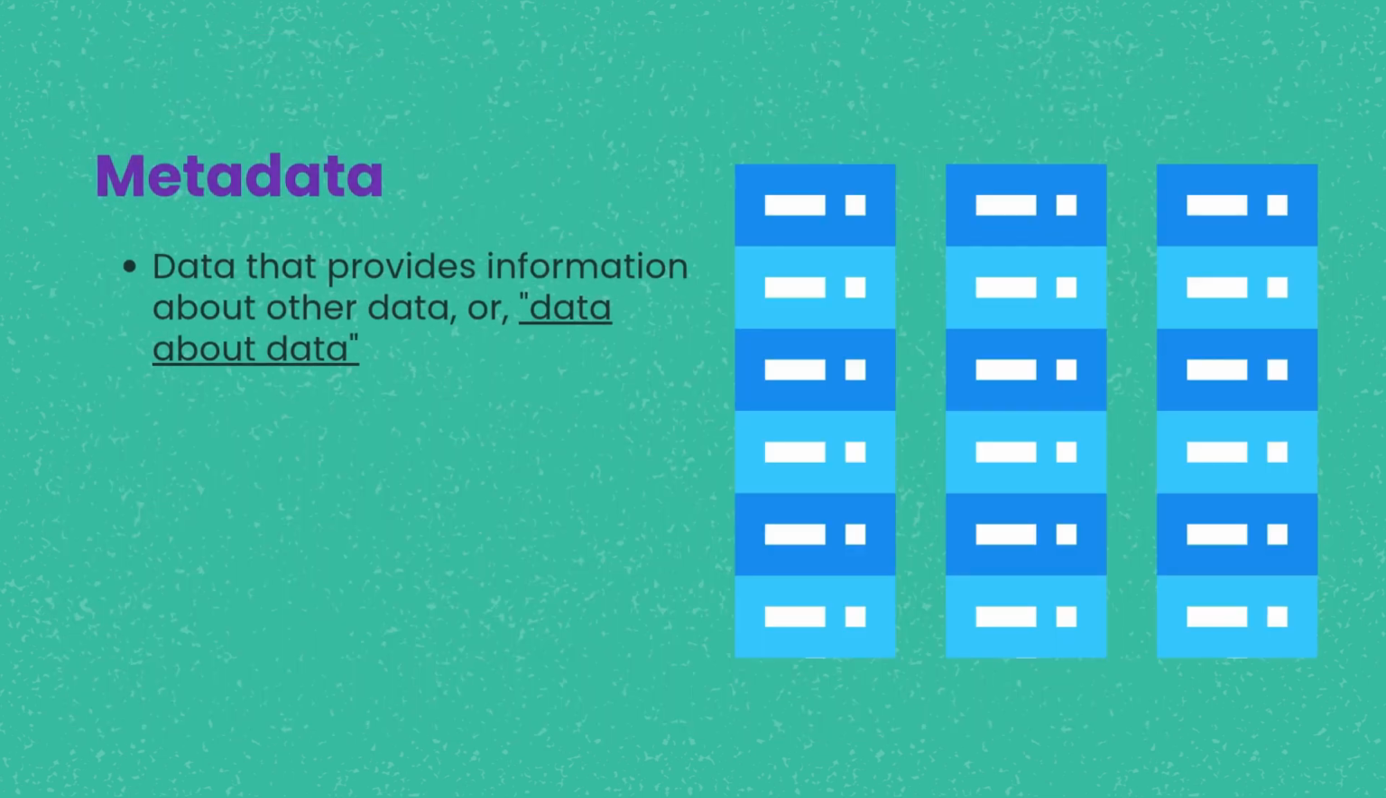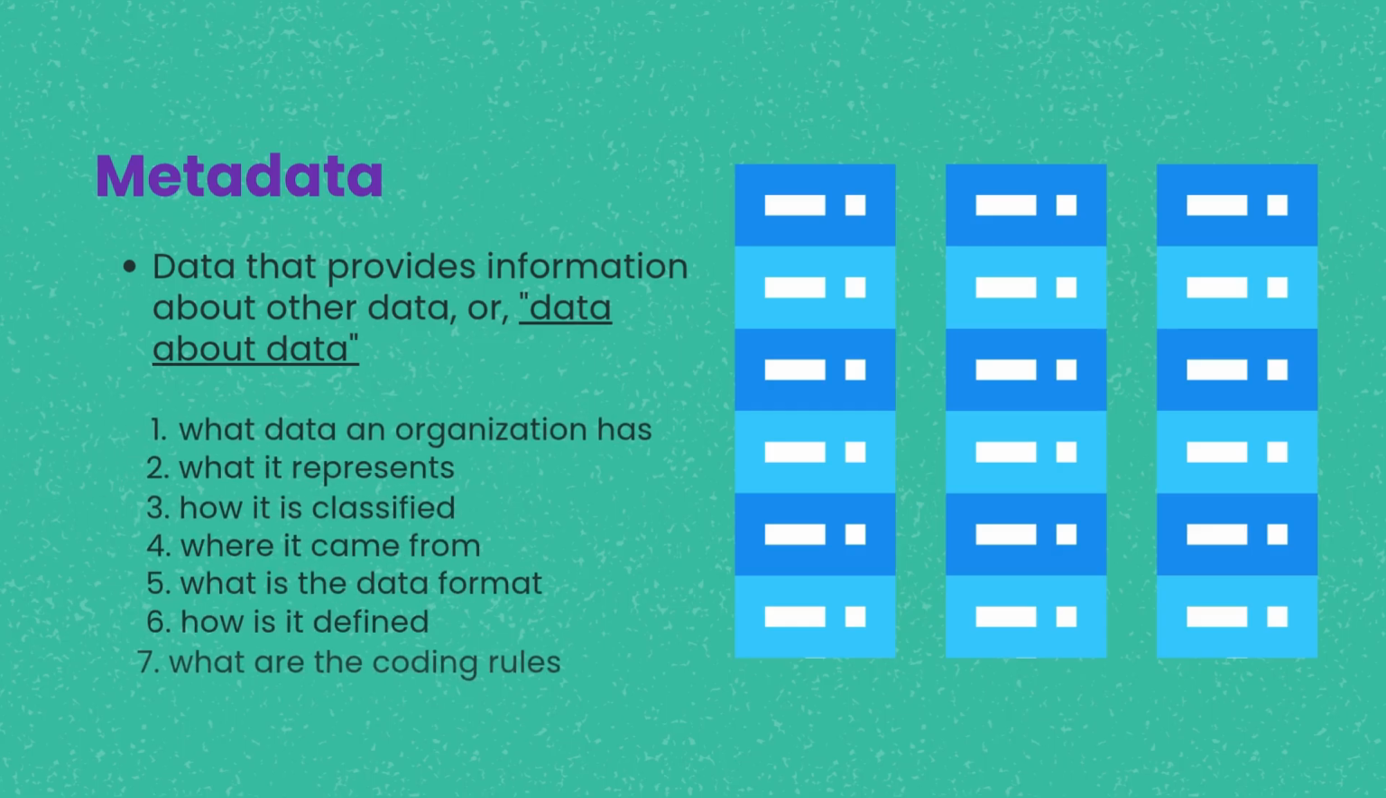Next, we have our metadata, or data that provides information about other data. In other words, data about data. There are different types of metadata. It depends on what you need it to describe. Some general content may include what data are produced by an organization, what it represents, how it's classified, where it came from, what is the data format, how is it defined, and what are the coding rules.